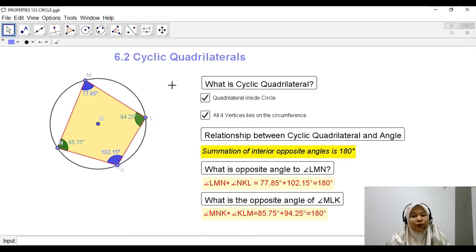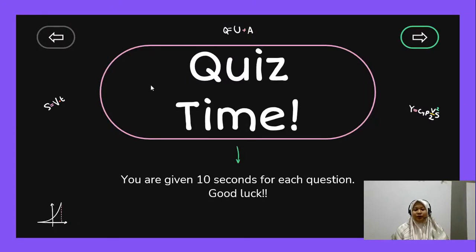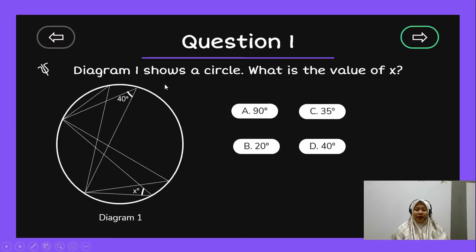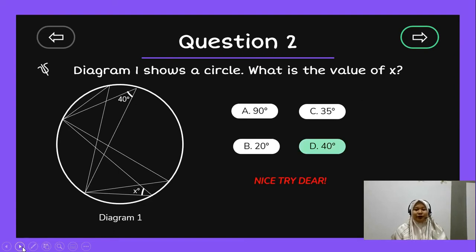So now we will do some quizzes to test whether you understand this subtopic. It's quiz time, so you are given 10 seconds to answer each question. For the first question, diagram 1 shows a circle. What is the value of x? The answer is 40, because you can find this by using the first property that you have learned just now.